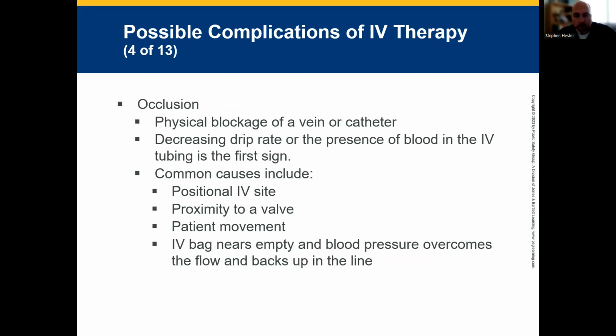With an occlusion, the patient could be bending their arm back and forth and it's actually occluding the vein off. So it could be positional. A lot of times we have the catheter right up beside the wall of the vein, or the vein is in a joint somewhere and it's being moved and it's clotting itself off at times.